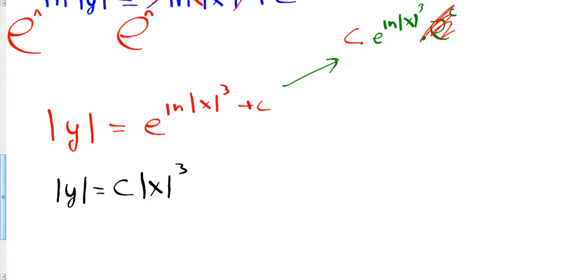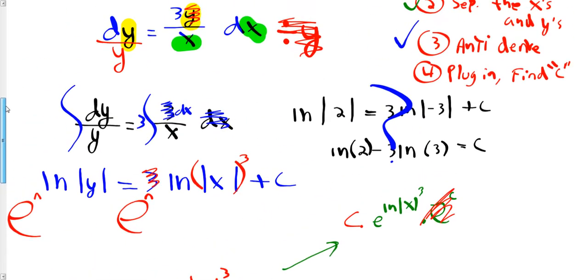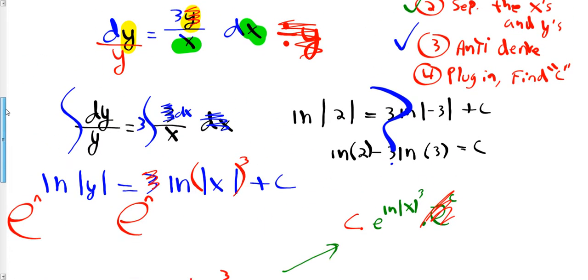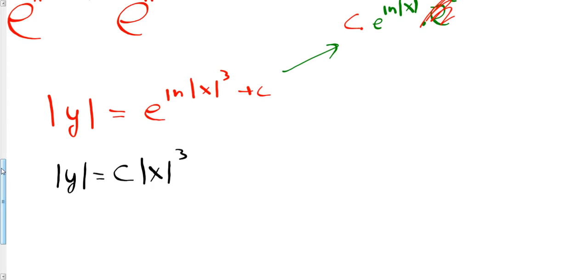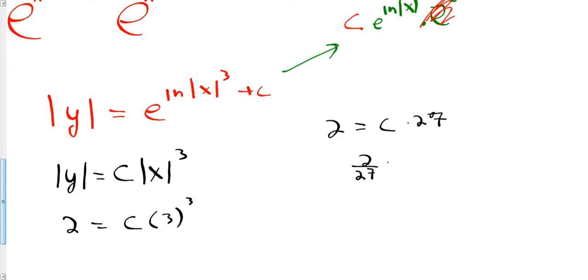Right? So let's figure out what our y and our x are. Our y and our x that they gave us were 2 and negative 3. So this is 2 equals c, and then this is negative 3, but it's absolute valued. So that's just 3 cubed. So I wind up with 2 equals c times 27, I believe, and I get 2 over 27 equals c. So that's where I'm at.